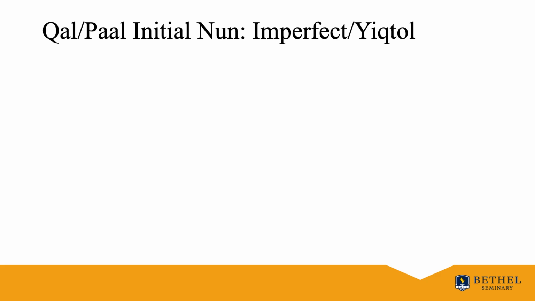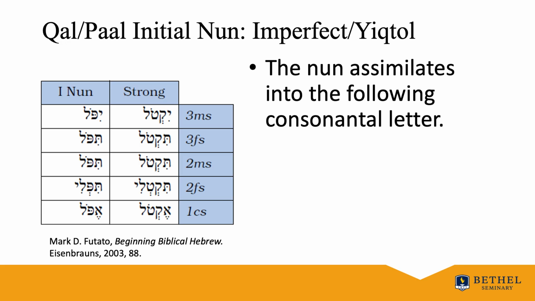This is why it's really important for you to really know how the first nun verbs conjugate in various ways. The first nun verbs in the Qal is regular, so we're not going to talk about that. So let's begin with the imperfect or yikto form. Remember, the imperfect or yikto form is a prefix conjugation, meaning you're going to add a consonant before the verb. When you add a prefix to a first nun verb, the first nun assimilates into the following consonantal letter. Assimilates means it doesn't simply disappear, okay? Assimilates means it becomes part of the second radical letter.